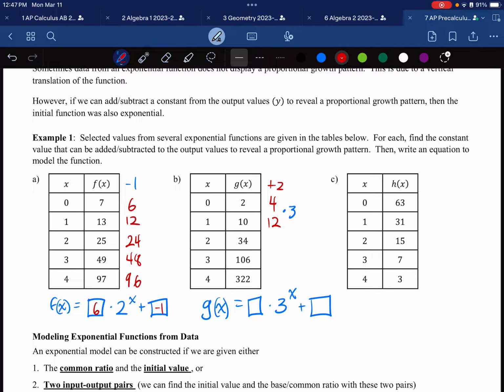And then let's see, keep adding 2. That's going to be 36. That's still multiplying by 3. Okay, we found it. It's just plus 2. So it's going to be 108 and 324. Each of these is multiplied by 3. Okay, so the original number should have been 4.